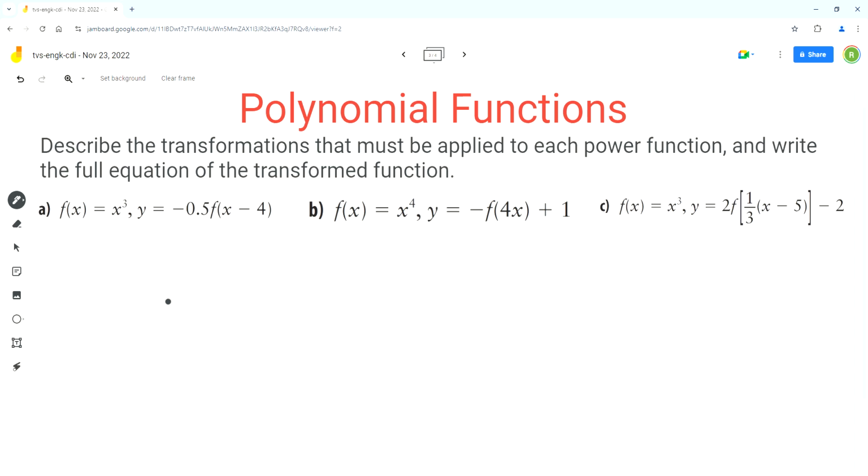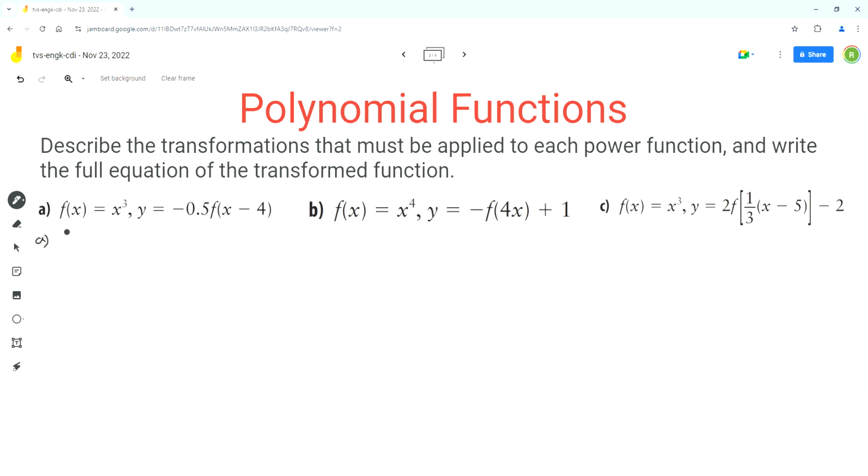So in this video, we'll solve this problem using the concepts of transformations for polynomial functions. As per the problem, describe the transformations that must be applied to each power function and write the full equation of the transform function. So let's start with part A.